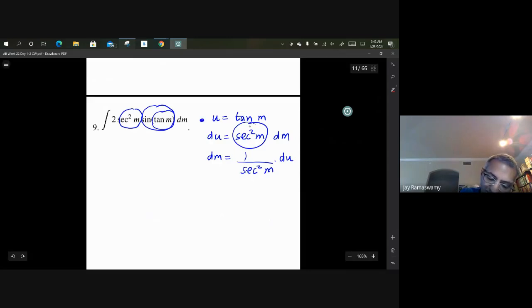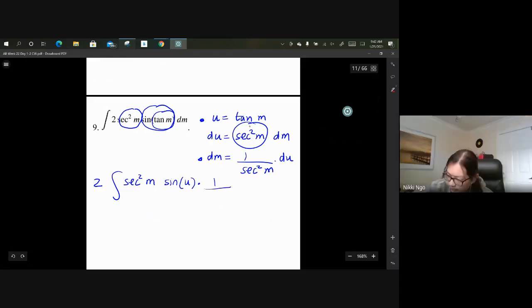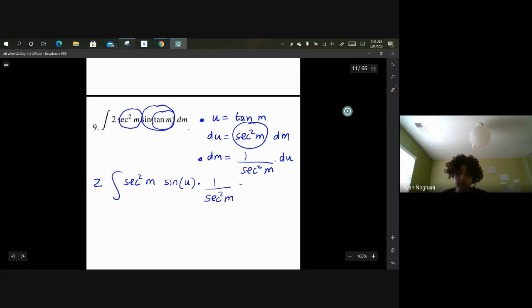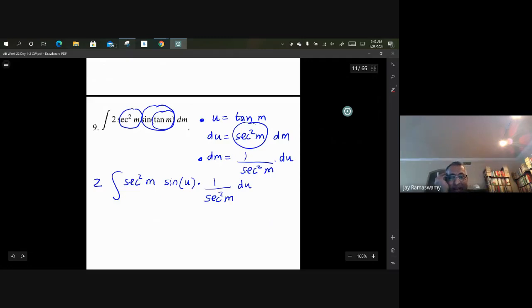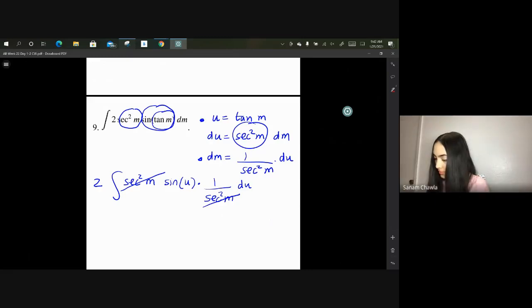Now, good habits. I'm putting bullet points to step 1 and step 3. Pull out the 2, good habits. Sec squared m stays the same and sine of tan m becomes sine of u, and dm becomes 1 over secant squared m times du. Is everybody okay with that step? What do you observe that happens to the sec squared m? They cancel. It'll always happen. Ta-da! And you have only u's now.